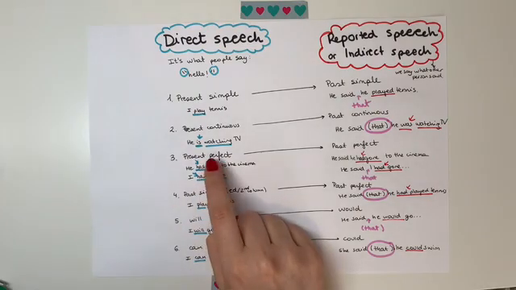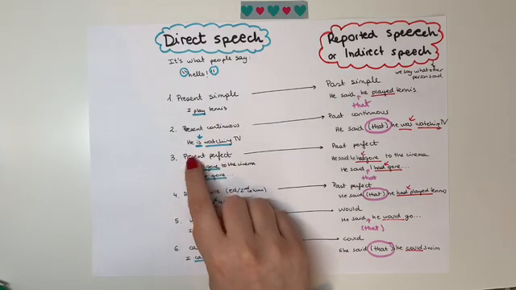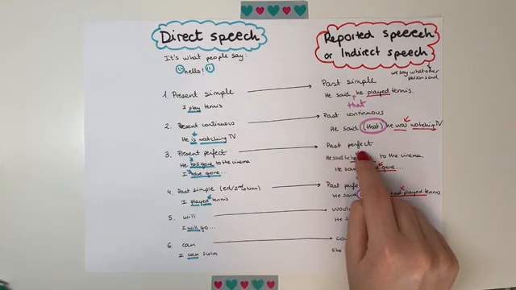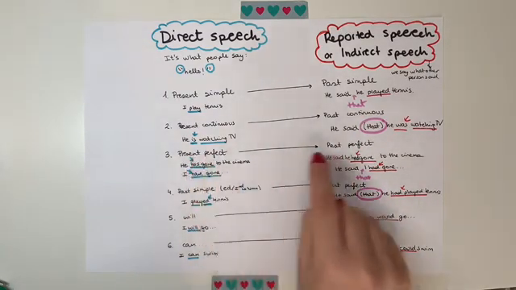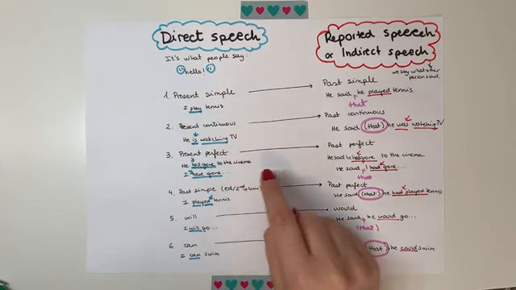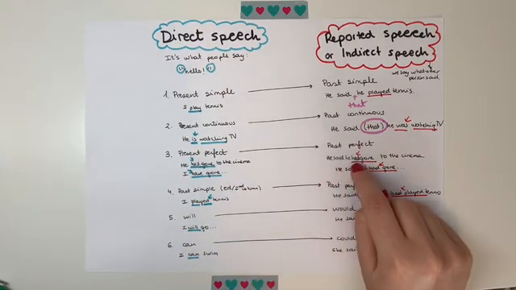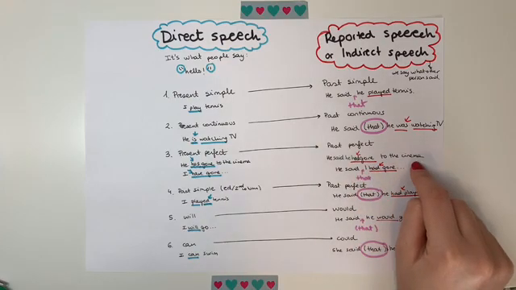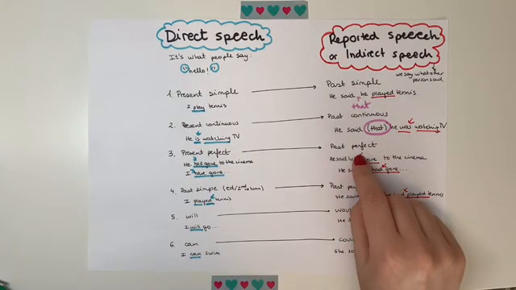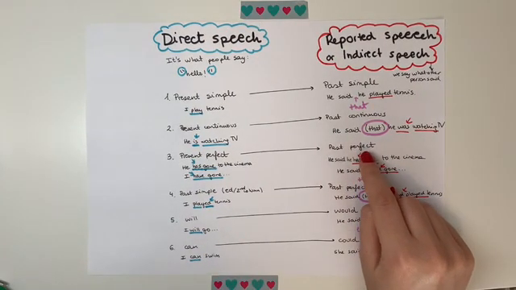Now, for the present perfect, how do you make the present perfect past? Well done, past perfect. Present, past. So he has gone to the cinema, for example. He said he had gone to the cinema. We know the present perfect is have or has plus the verb in the third column, and the past perfect is had plus the verb in the third column.